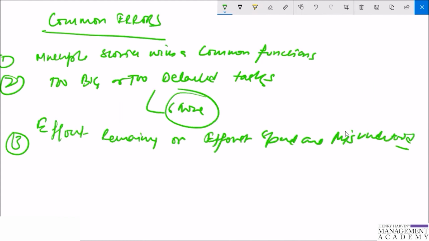So this is one of the most common errors that is made by the team. To avoid making this error, the team should re-estimate their tasks at the end of each day and update how much time is needed to complete the task.